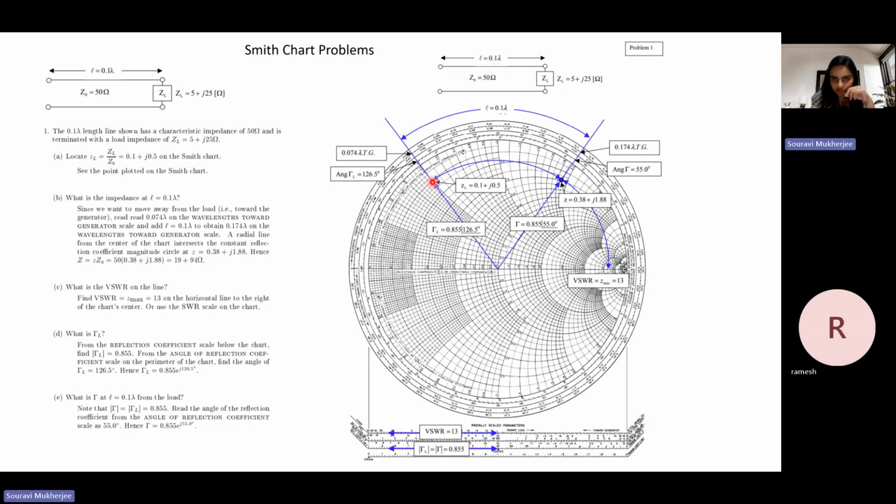Okay, so what we'll do is, you can use a protractor or a scale, whatever, measure this distance, put it on the scale that you have here, and that would give you the value of the reflection coefficient. If you want to find the phase, because in the transmission line, if it is lossless, we know that the reflection coefficient magnitude will remain constant while the phase will change, right?